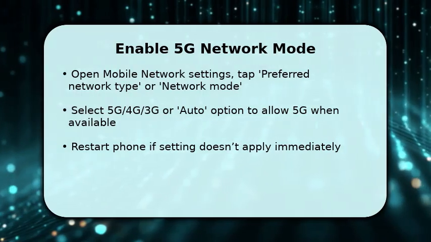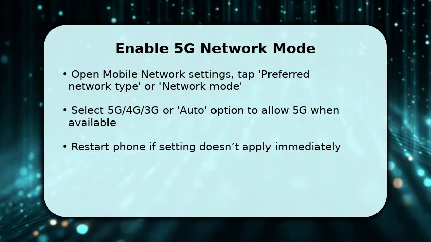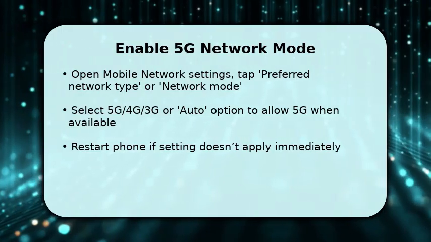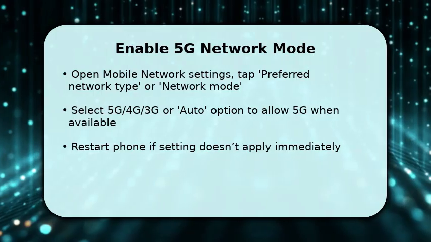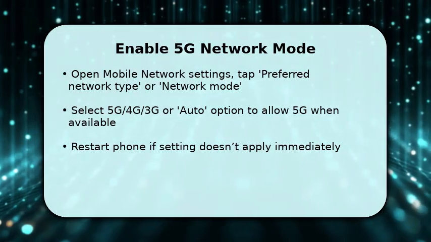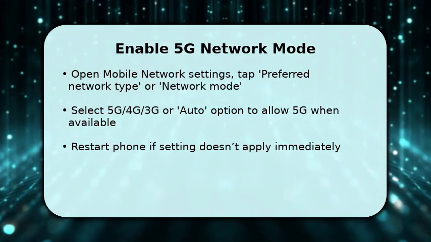If you don't see 5G, toggle airplane mode for 10 seconds and disable it to force a rescan. Make sure to check carrier-specific toggles. Some carriers place a 5G enable switch in their app or separate menu.